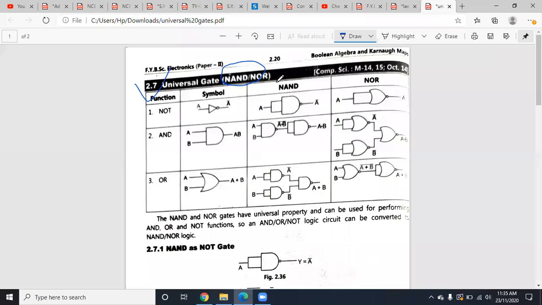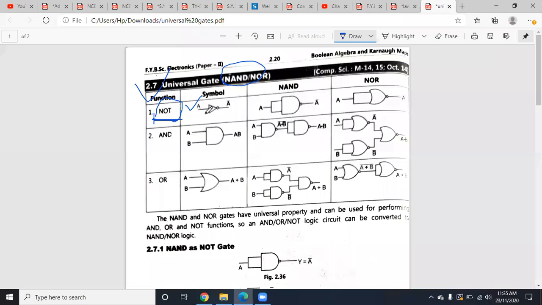Now see how to achieve this. First of all, we have to achieve a NOT gate, but we have to use only NAND and NOR. Now what to do? This is my NAND gate, this is my NOR gate, and what I have to perform is the NOT gate. Now see the diagram. This is the basic diagram of a NOT gate. A, there is a triangle shape, there is a bubble, and we will have A bar at the output. So this is your NOT gate.